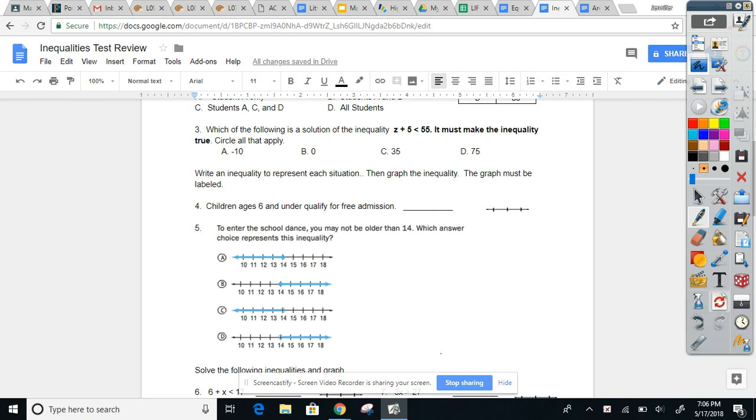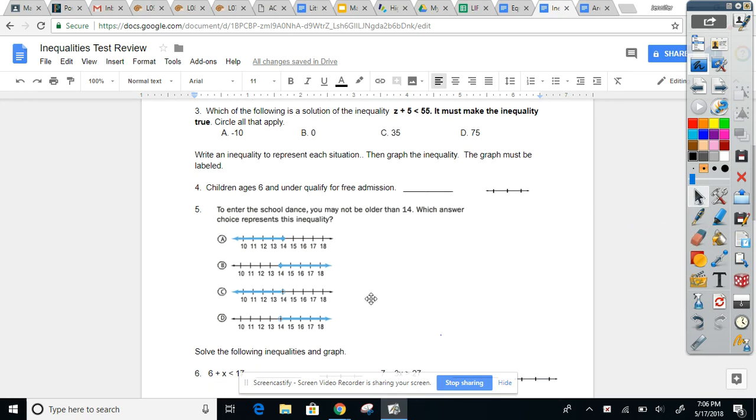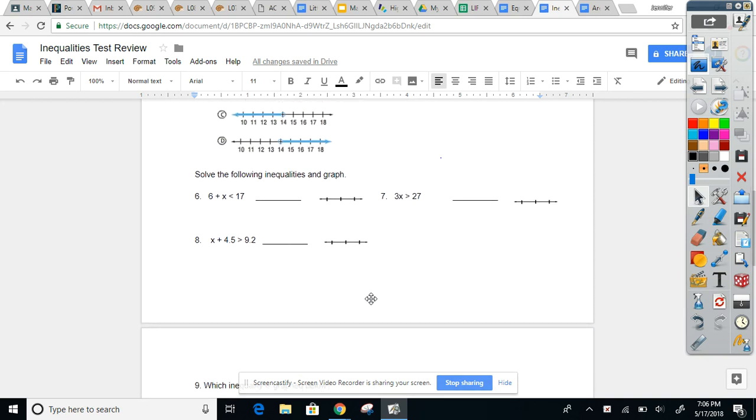Okay, to enter the school dance, you may not be older than 14. Which answer choice represents this inequality? You cannot be older than 14, but can you be 14? Yes, so that might help you out with your answer choice. Notice it's kind of hard to see. A and B are closed circles, and C and D are open circles.